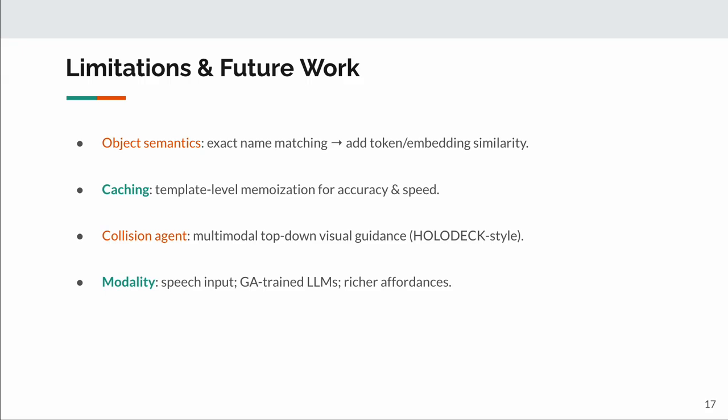So what are the current limitations and future work? Object semantics. As we said, we perform exact name matching. And in the future, we can define token and embedding space similarities. We can also exploit caching. For instance, if a specific query was already solved, we can cache the required transformation, and this increases accuracy and speed. We can exploit a multimodal top-down visual guidance for the collision instead of using merely a DFS search, and we can explore further modalities such as speech input, also geometric algebra trained LLMs, and more competent LLMs.